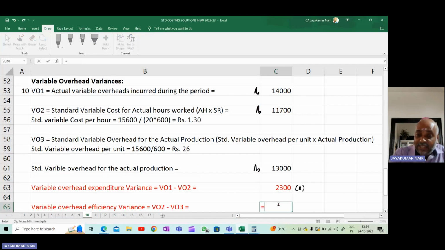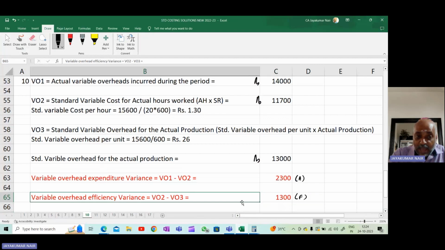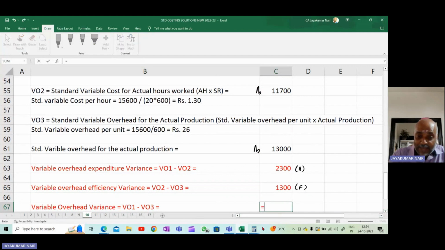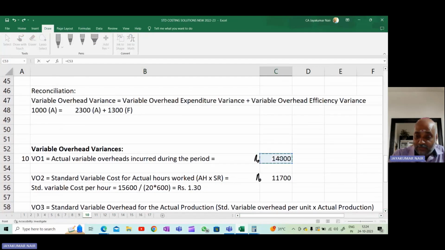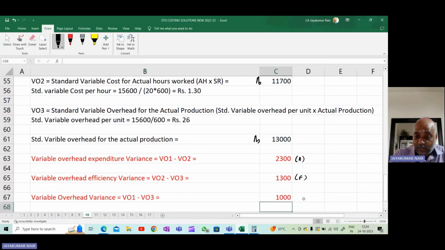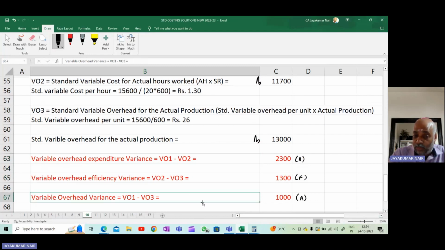Next one, you see, it is VO2 minus VO3. This is a negative, that means it's favorable. So right here, 1,300, it is favorable. If it is negative, it is favorable. And the last one is variable overhead variance, which is VO1 minus VO3. So VO1 is 14,000 minus VO3 is 13,000. You minus it, it is positive. Therefore, this is adverse.